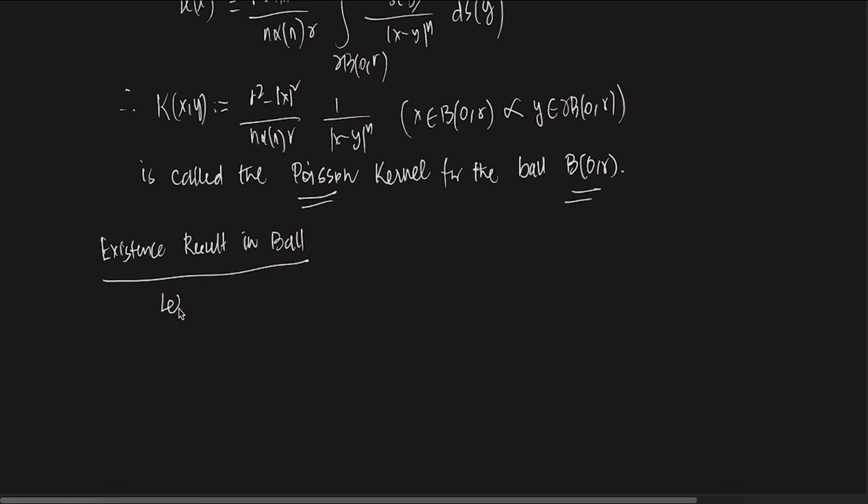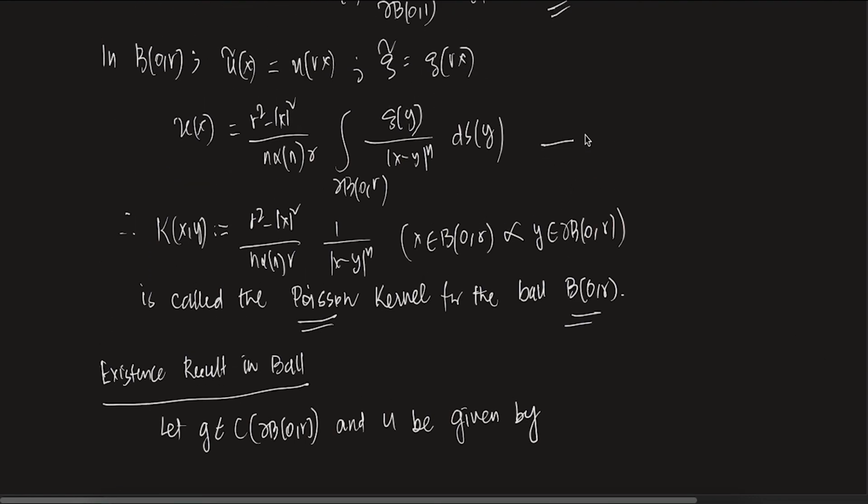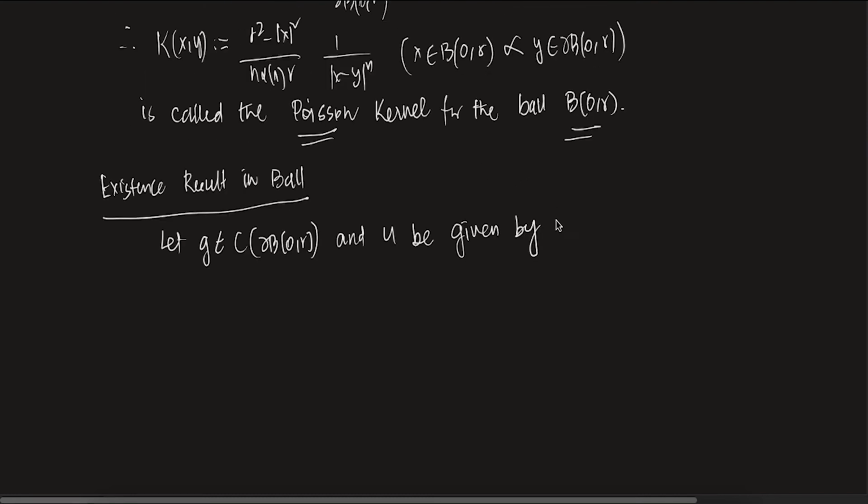So let g be a continuous function on ∂B(0,R) and u be given by the Poisson integral formula. If that is the case, then number one, u is in C infinity. You can show that this is infinitely differentiable on B(0,R).